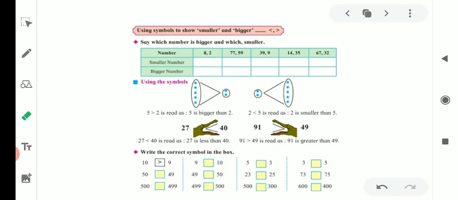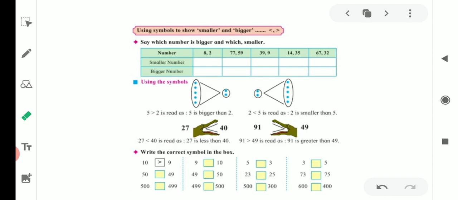Next question is, say which number is bigger and which number is smaller. One table is given over here in which two columns are there, smaller number column and the bigger number column. So two numbers are given. What you have to do is identify between these two numbers which number is a smaller number and which number is greater among the two. So first two numbers are given over here.